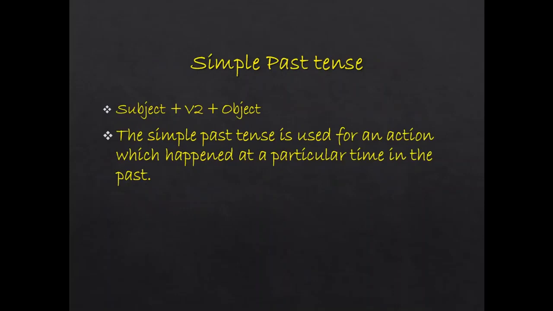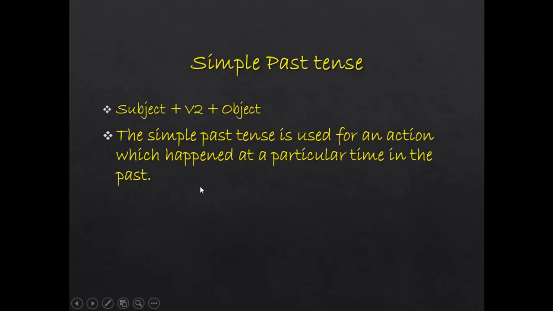Children, now we will move further with the second type of tense, that is past tense. We will start with simple past tense. How do we write a simple past tense? We'll use the subject plus the second form of the verb plus the object. When do we use simple past tense? A simple past tense is used for an action which happened at a particular time in the past.